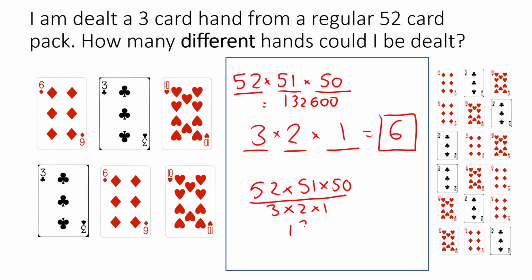So the answer is 132,600, all divided by 6, which I'm going to do on a calculator, which is 22,100, which is still loads. There are 22,100 different 3-card hands I could have been dealt.